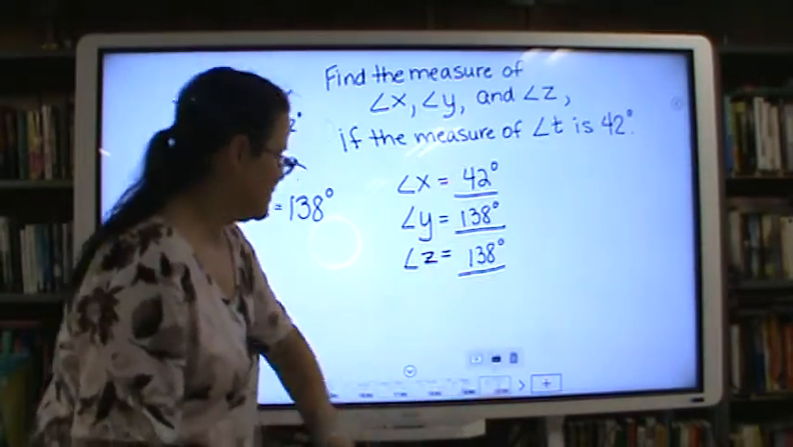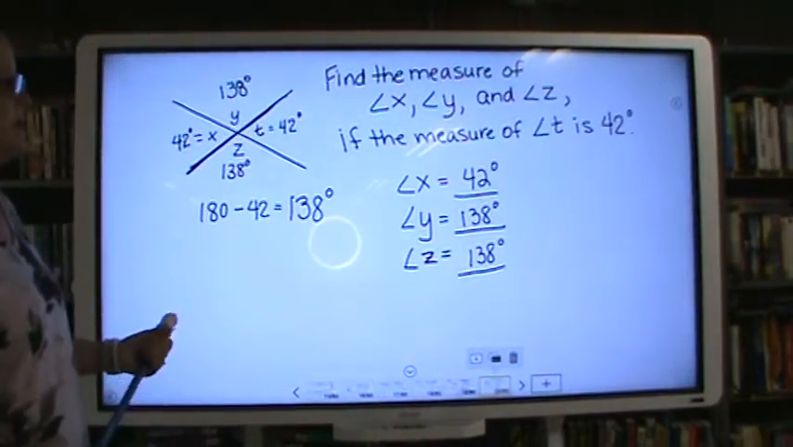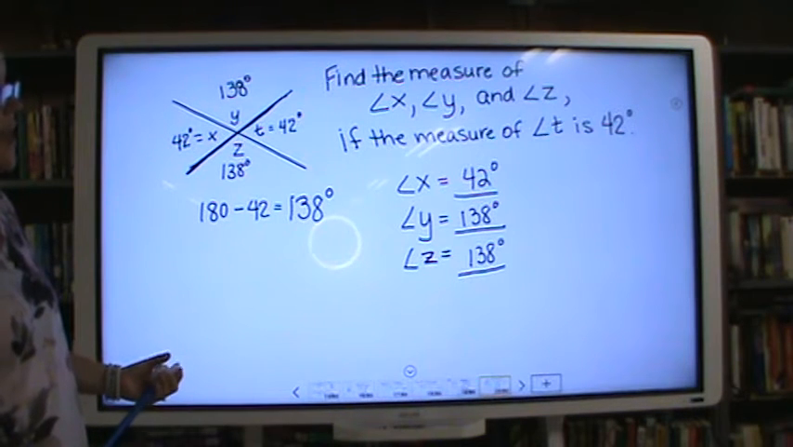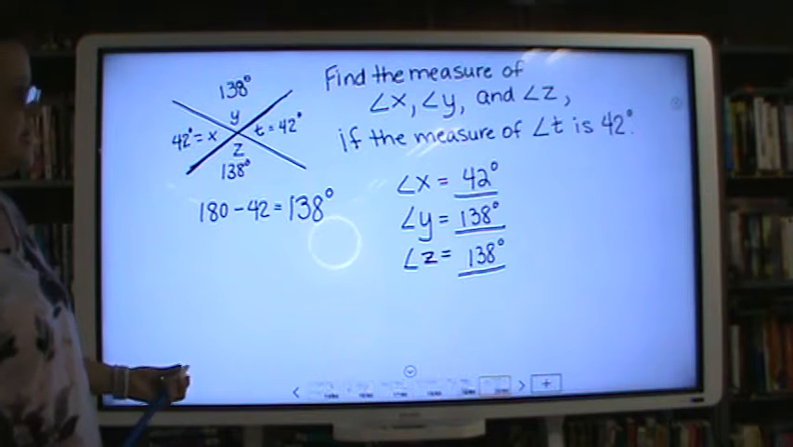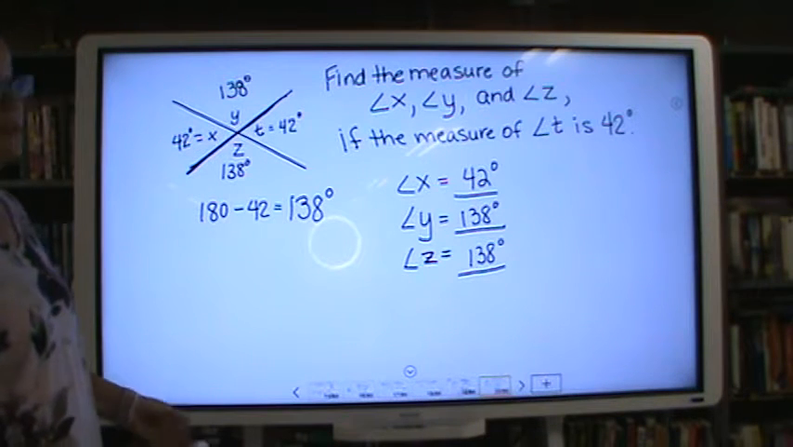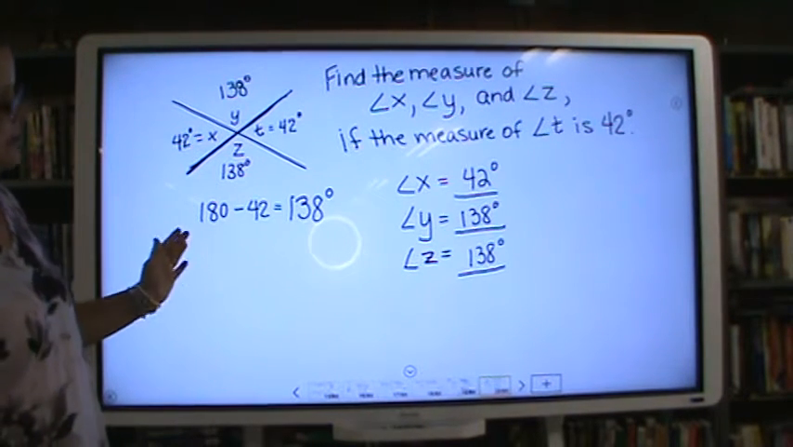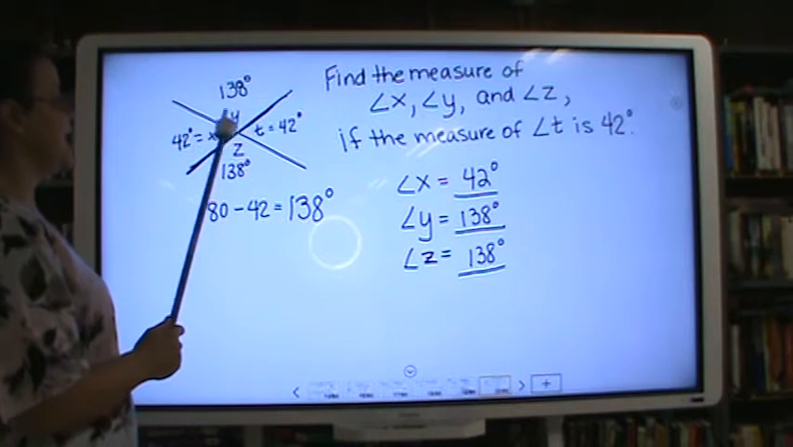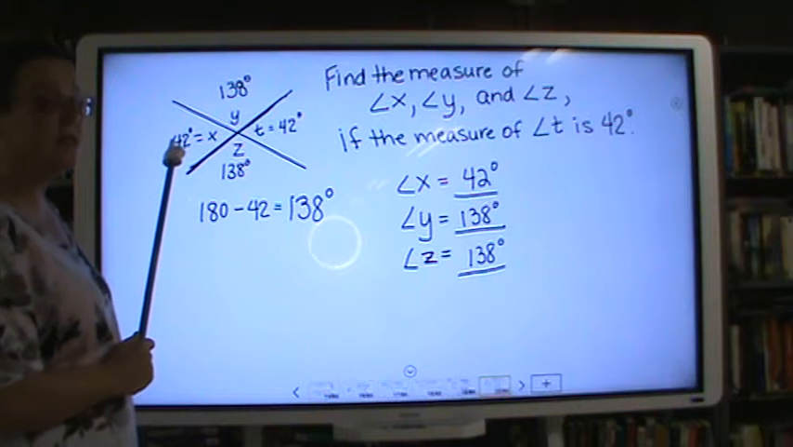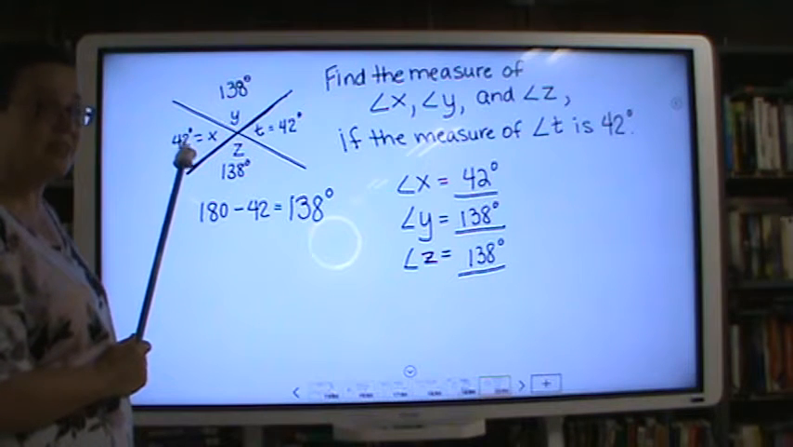All right, next one. Find the measure of angle X, Y, and Z if the measure of angle T is 42 degrees. This was already done in class, so I'm just going to walk you through it. So if T is 42, then X would be 42 because that's the vertical angle. We just learned that just a second ago.